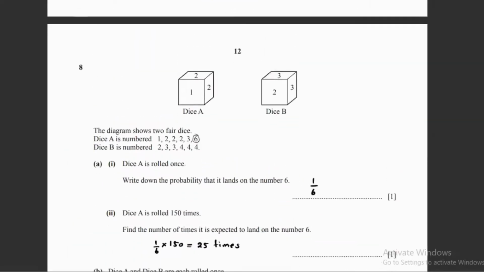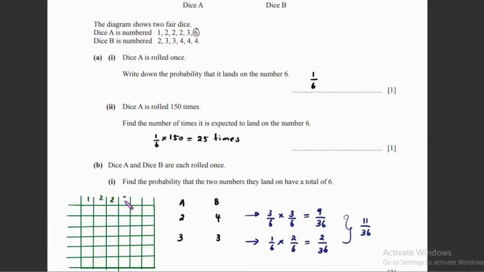The outcomes of dice A, I'm going to write at the top, which are 1, 2, 2, 2, 3, and 6. And the outcomes of dice B, I'm going to write on the side, which are 2, 3, 3, 4, 4, 4. The ways in which we can get a total of 6 is when dice A's 2s get combined with dice B's 4s. That means it's going to be these 3, and these 3. And the other way is getting a 3 in dice A and a 3 in dice B. So it's going to be this and this. Altogether, we have 11 out of 36 scores.